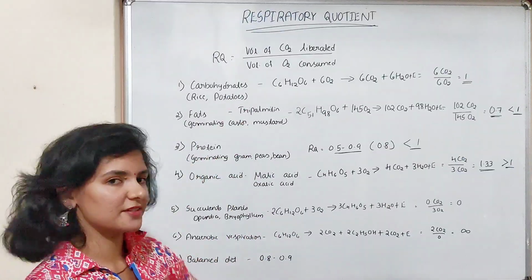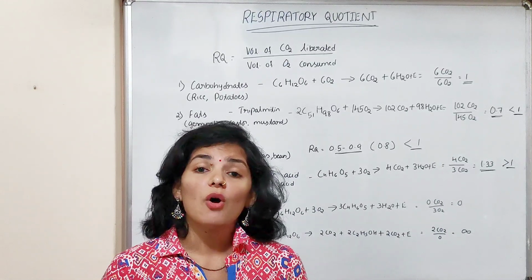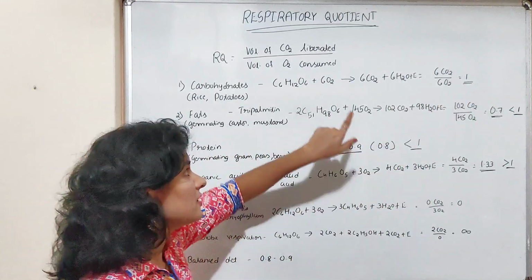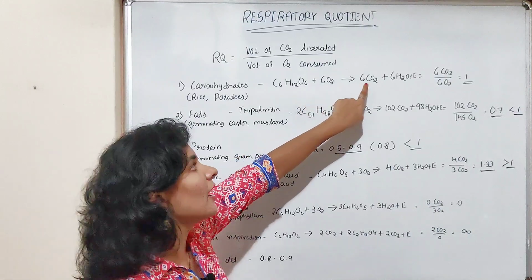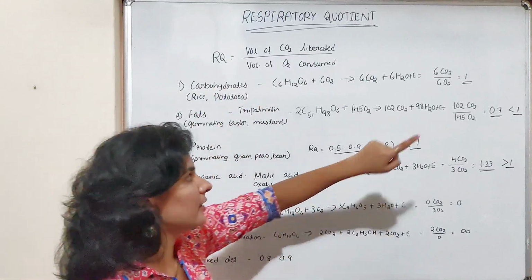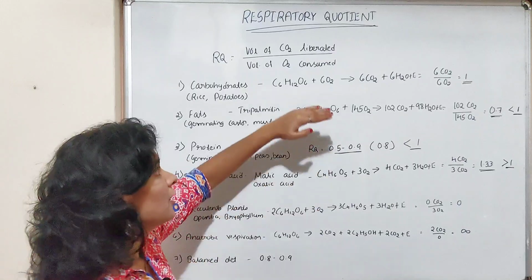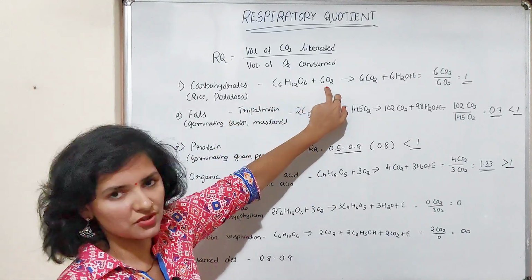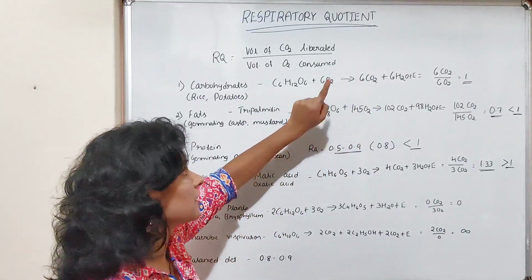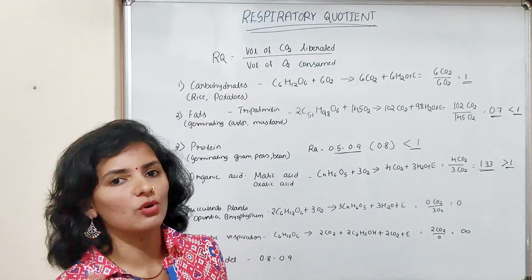For example, carbohydrate. If you take a carbohydrate as a substrate during aerobic respiration or during the oxidation of the carbohydrate, the RQ value of the carbohydrate is always 1, because the number of oxygen molecules consumed during the reaction and the number of carbon dioxide molecules liberated will be the same. That's why the RQ value of carbohydrate is always 1. If you take glucose as an example of carbohydrate, during the oxidation of glucose, 6 oxygen is consumed and 6 carbon dioxide is liberated. So the ratio of carbon dioxide to oxygen is 6 by 6, which is nothing but 1. So the RQ value of carbohydrate is always 1.